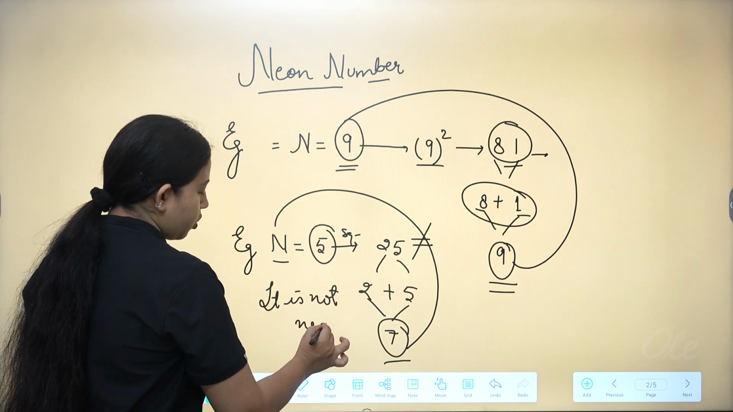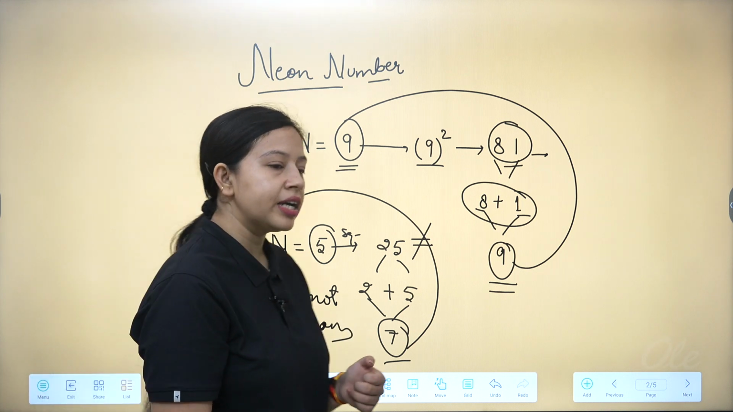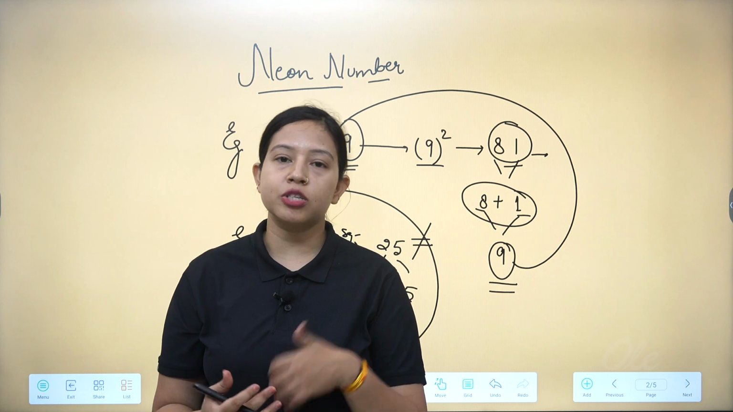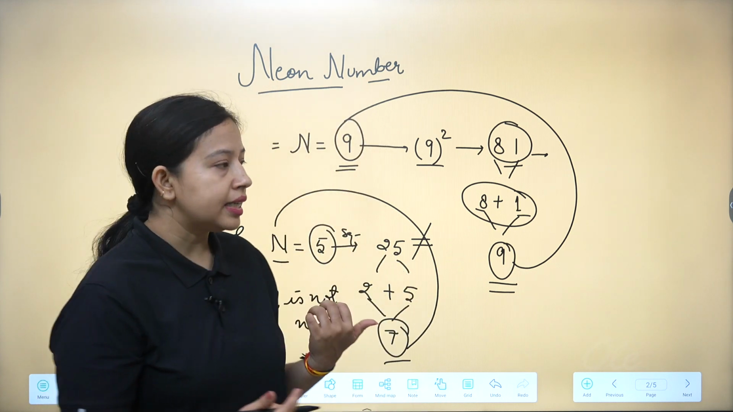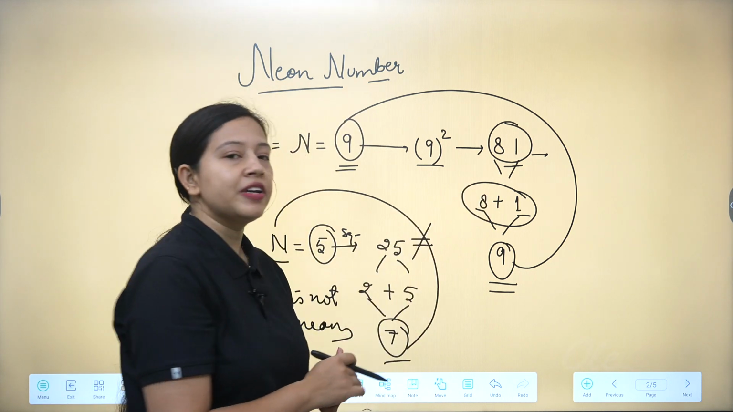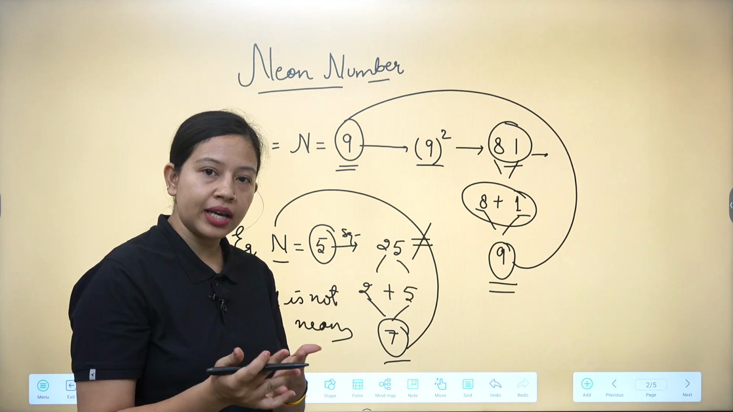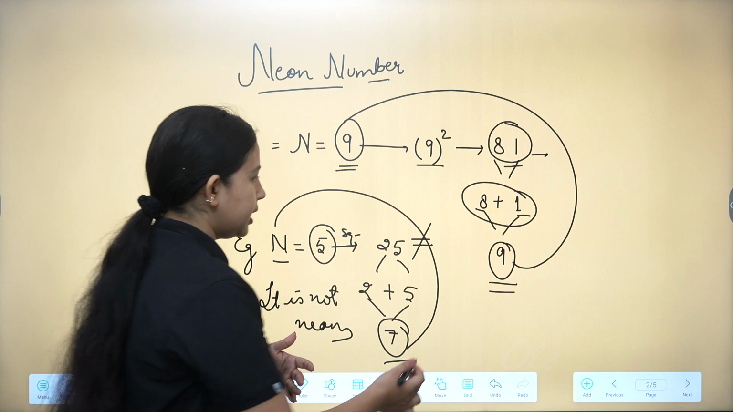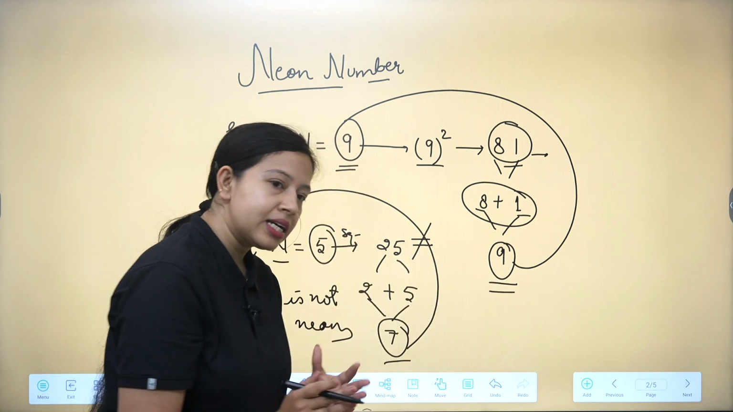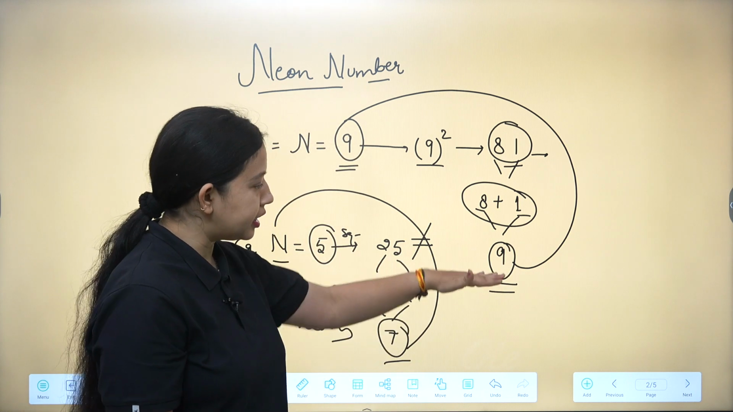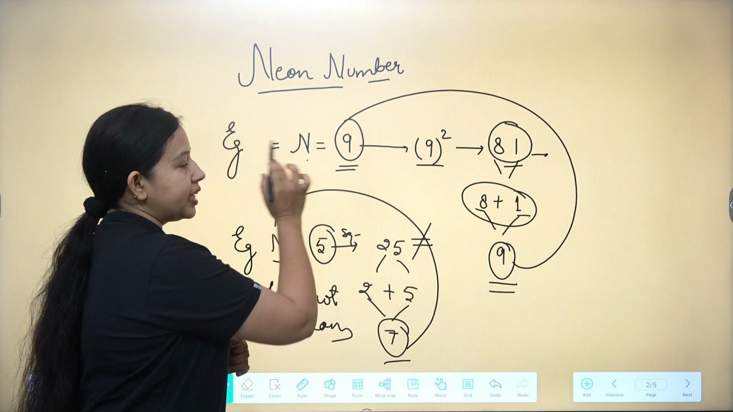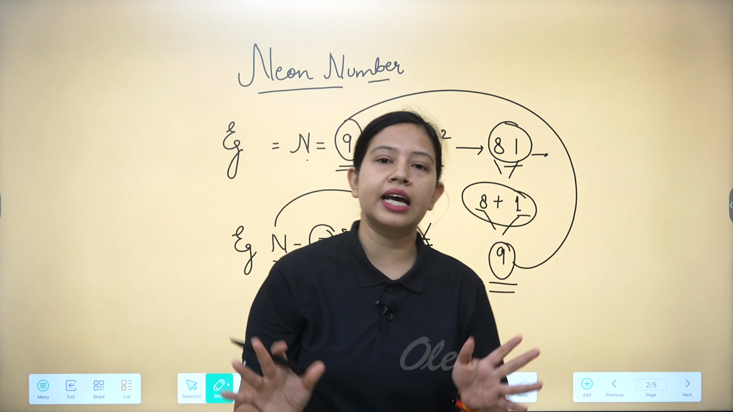Alright, so this is the concept of a neon number, where we have to take a number first and then perform a square operation on it. After that we need to fetch the digits of the square and sum those digits, and ultimately we get a particular number. At last we have to check whether it is equal to the number which we had taken earlier. Alright, this is the entire concept.